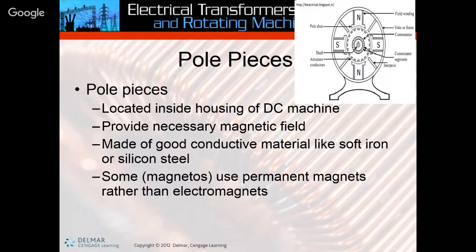They're made of good conductive material like soft iron and steel. Some, called magnetos, use a permanent magnet rather than an electromagnet. Right here could be considered a magneto. Permanent magnets right there. All right, and that's where we're going to leave off for today.